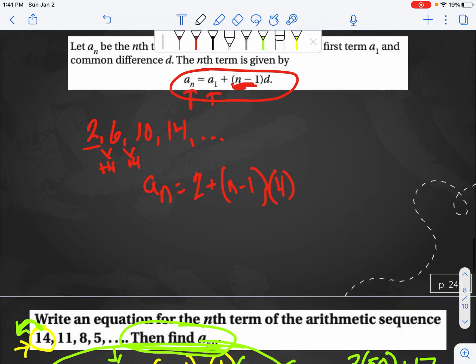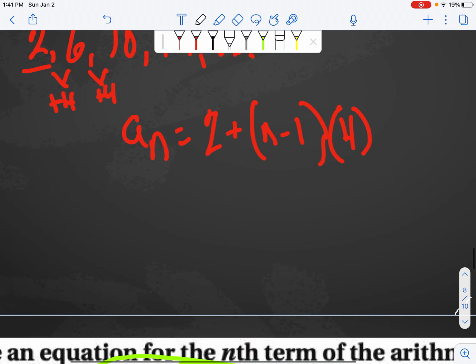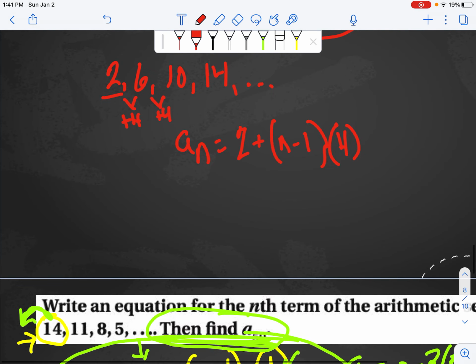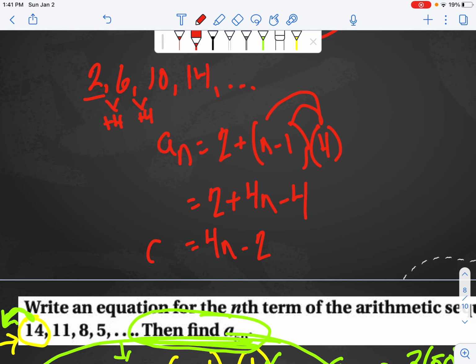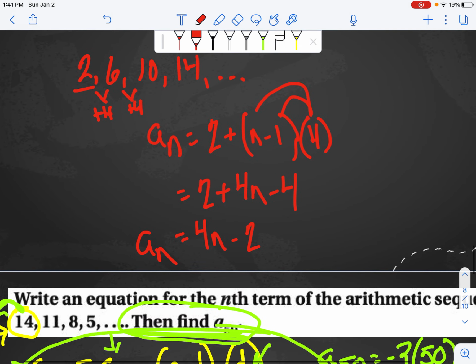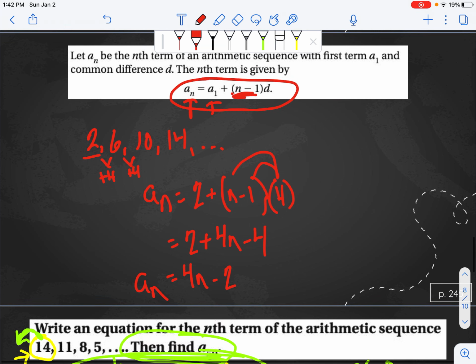Good. Simplest form. We're going to write it in a form that looks just like slope-intercept form. So in order to do that, we need to get rid of these parentheses. So that would mean that we need to distribute this 4. So 2 plus 4n minus 4. Now we simplify. We get 4n minus 2. Now that we're in simplest form, this would be the way that I would expect an answer on a test or on a quiz or anything like that.